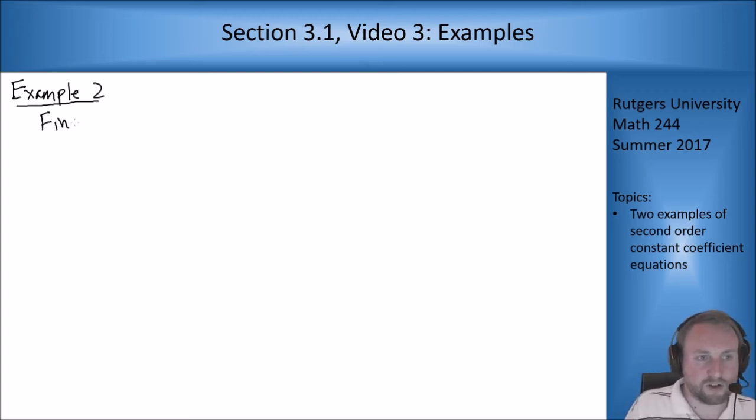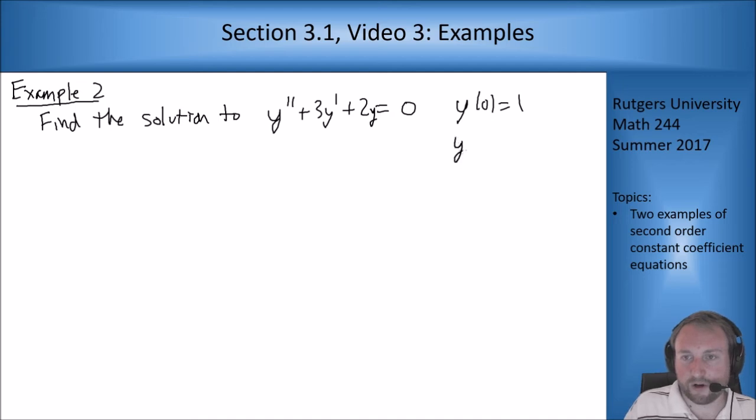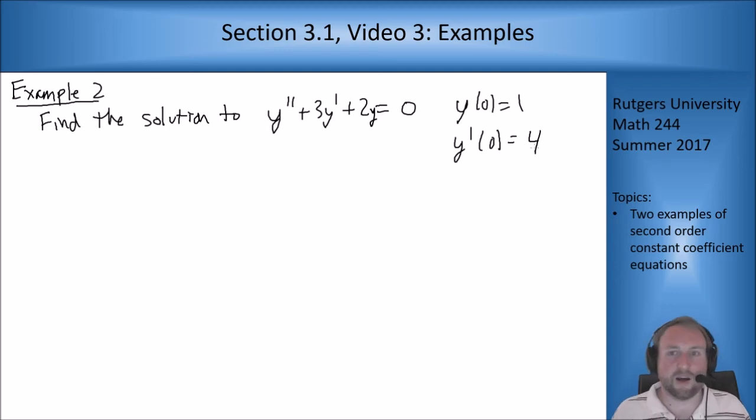Now for example 2, we're going to have initial conditions. So find the solution to y'' + 3y' + 2y = 0, y(0) = 1, y'(0) = 4. Now what you'll notice here is I gave two initial conditions. We're going to see in section 3.2 why we need that. But basically you need the same number of initial conditions as the order of your equation. So specifying two conditions at t = 0 will allow me to completely determine my solution.